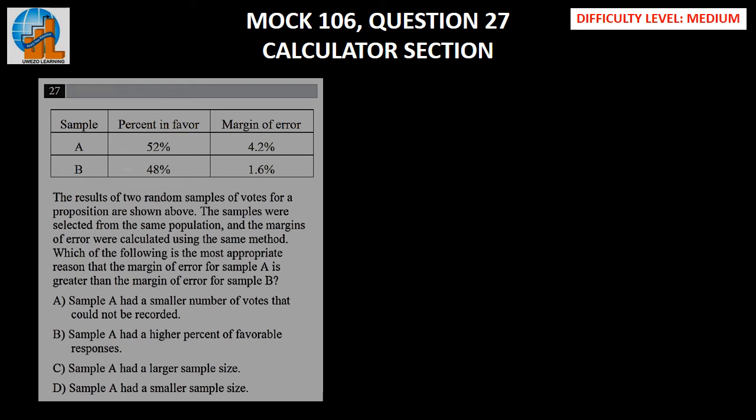The result of two random samples of votes for a proposition are shown above. So these are the results that have been given to us. Now the samples were selected from the same population and the margin of errors were calculated using the same method. So as we can see, for sample A, the margin of error is 4.2%, and for sample B, the margin of error is 1.6%.